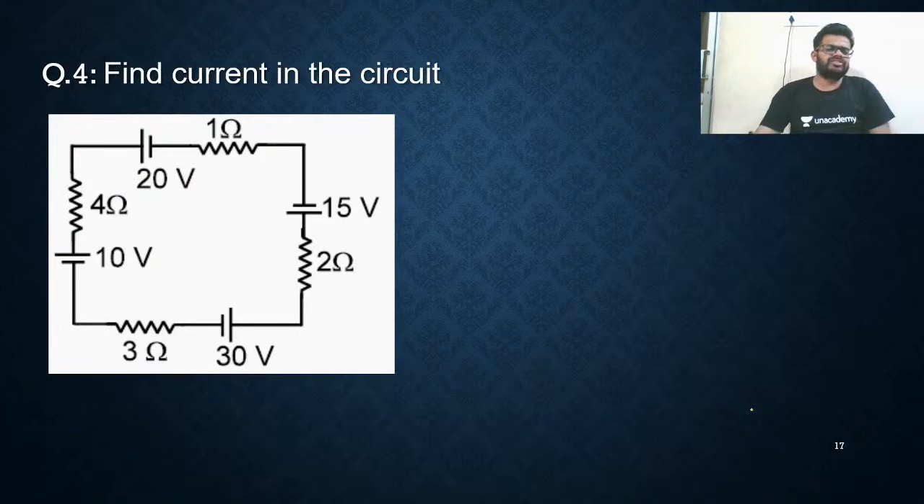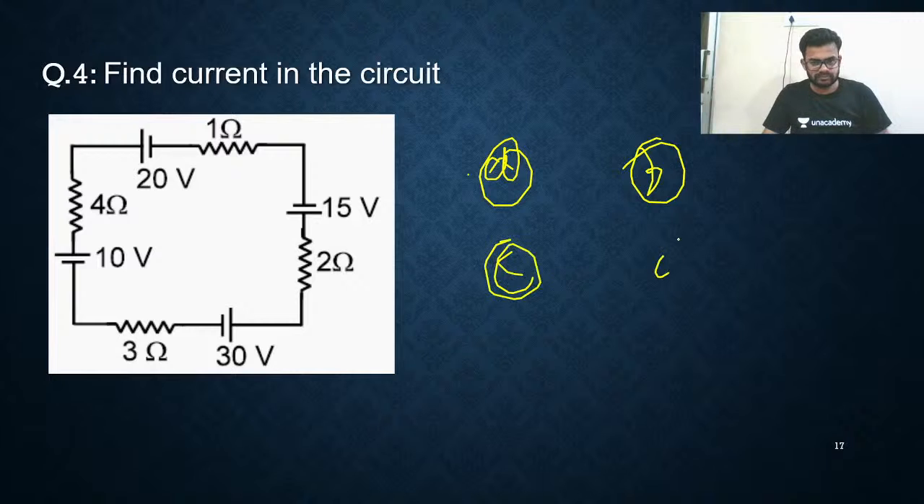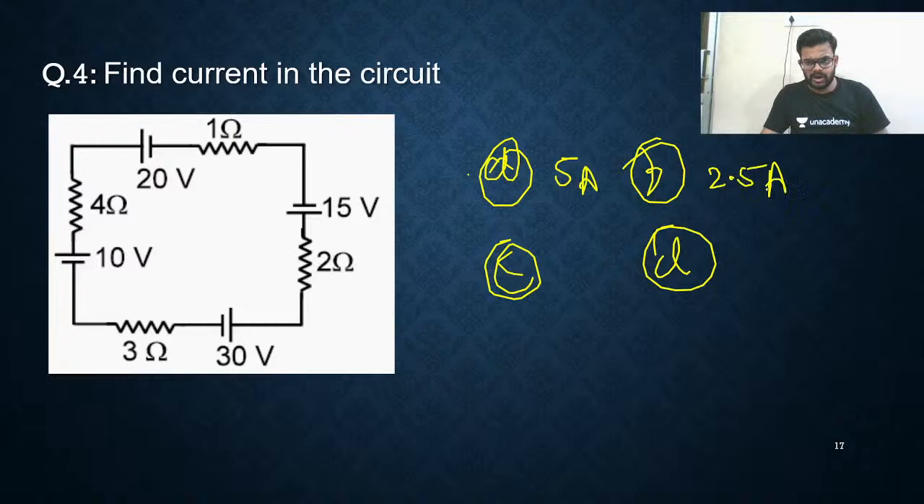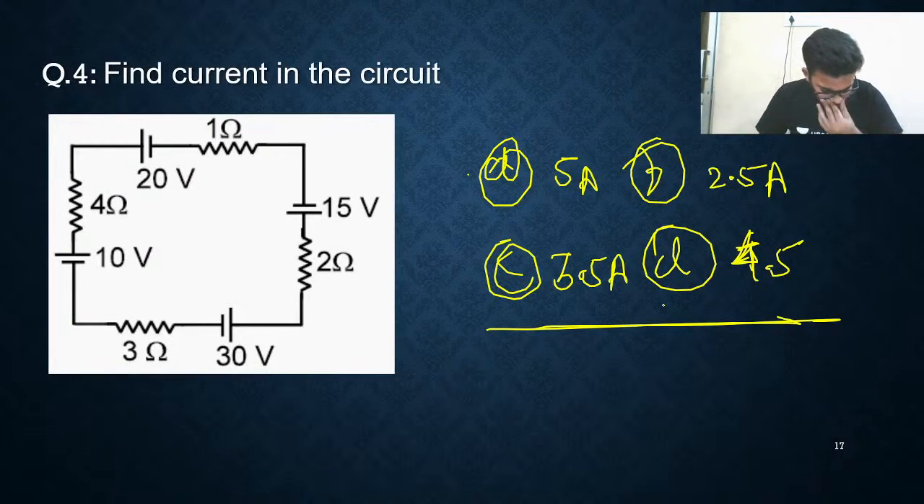Yes, my dear. The next question in front of you is like this. Find the current in the circuit. I am giving you four options, A, B, C, D. First option 5 ampere. Second option 2.5 ampere. Third option 3.5 ampere. And last option 4.5 ampere. Which of the following is the correct answer?